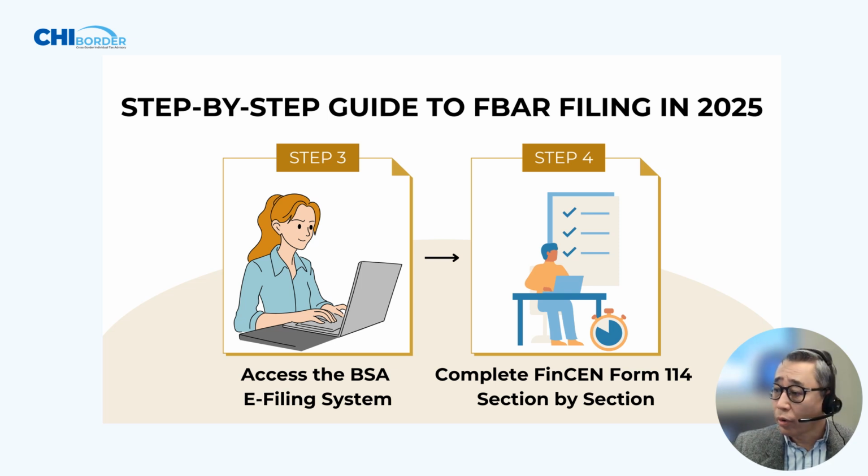And then step 4, you need to complete FinCEN Form 114 section by section. The information that you need to provide is, one, filer information: your Social Security number or date of birth if you're an individual, partnership, or corporation. Two, provide your contact information, address, and phone number. If you have a jointly owned account, you need to report that too. And if you have signature authority, then you need to report that too.